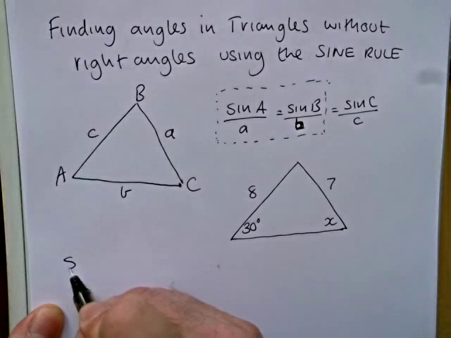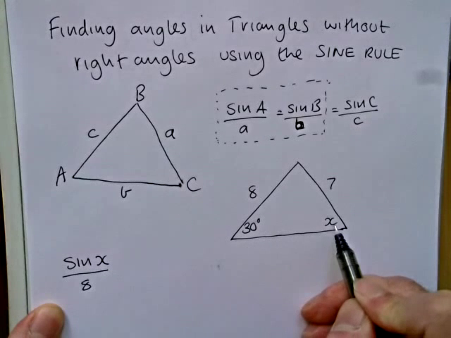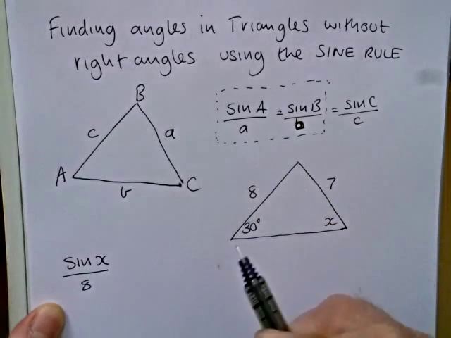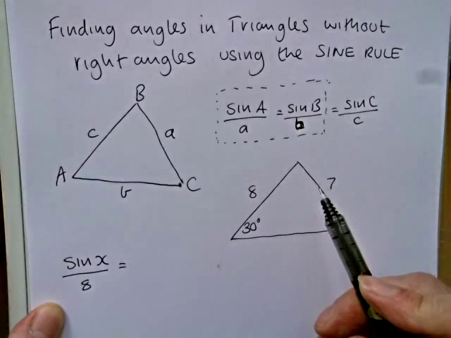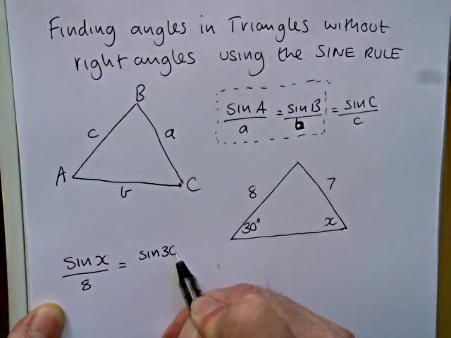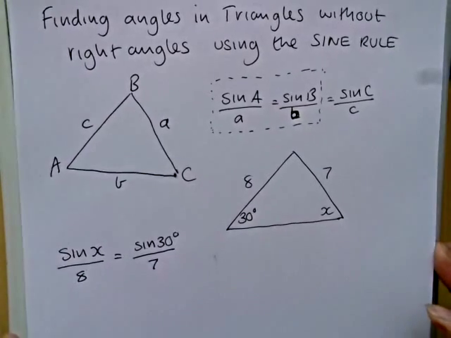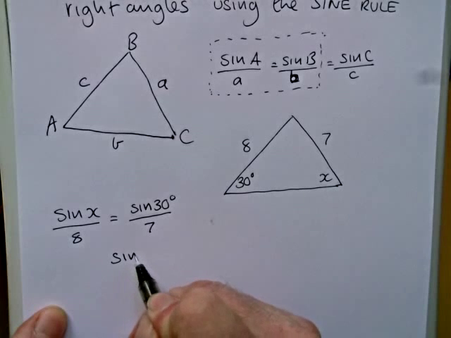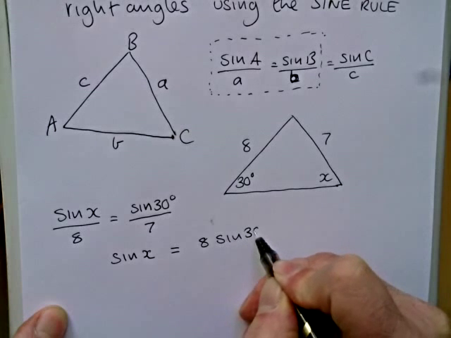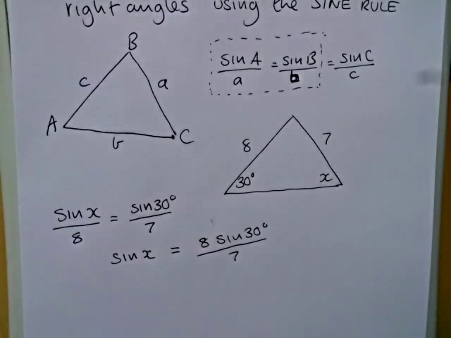So we can write out that the sine of our angle x divided by 8, so this is what we're trying to find. We've got the opposite side, so that could have been our A and our A, equals, and then we have to have a pair, which we do. We have 30 and 7, so it will equal the sine of 30 divided by 7. So we can now move on and make sine x the subject of this equation. So sine x will equal, move the 8 to the other side, sine 30 degrees all over 7. So we'll now work this value out using a calculator.